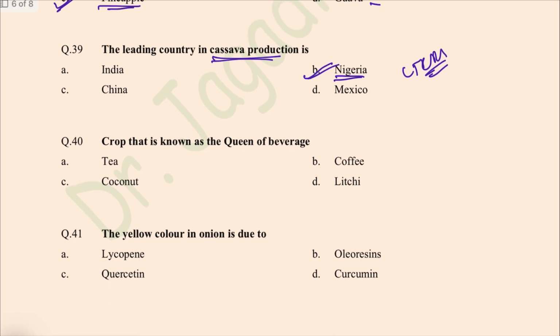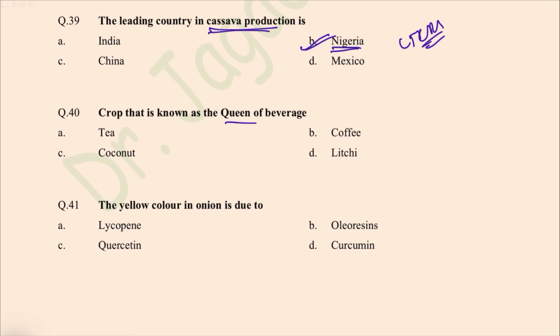Next, the crop that is known as queen of beverage is tea. The scientific name is Camellia sinensis. It is the second most consumed beverage globally after water. Due to its worldwide popularity, historical significance, and cultural importance, it is known as queen of beverage.